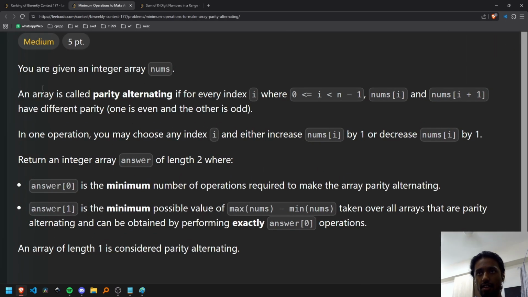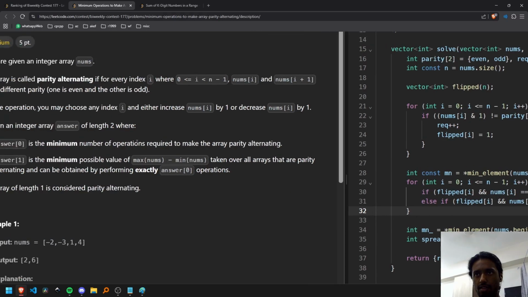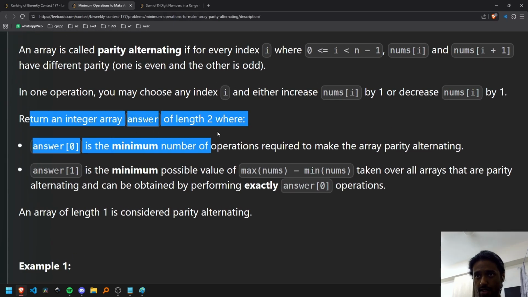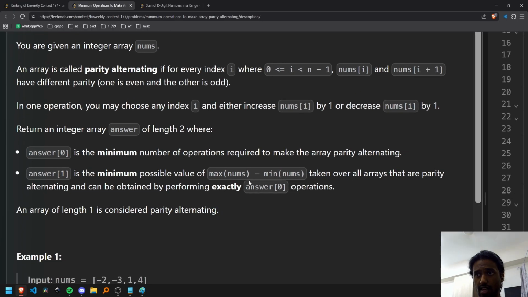Basically, we are given an array, and alternating parity means odd, even, odd, even, or even, odd, even, odd, basically alternating. The operation described to us is either increment nums[i] by 1, or decrement nums[i] by 1, right? And we have to return an answer where answer[0] is the minimum number of operations to make the array parity alternating, and if there are multiple answers with the minimum possible, the other thing should be minimized. In this case, we want to minimize the spread, the distance between the max element and the min element.